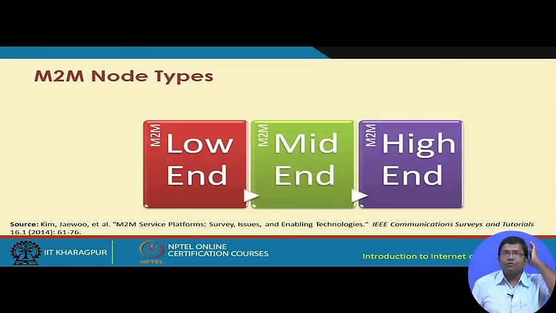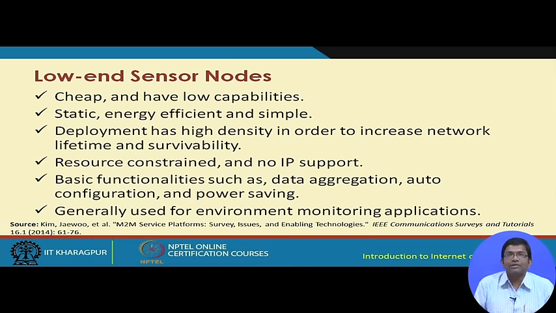There are different types of M2M nodes. We have the low end nodes, the mid end nodes and the high end nodes. Let us look at the features of each of these one by one. In the low end sensor nodes, we are talking about nodes which are low in cost, which are cheap, and quite justifiably they have low capabilities. Their specifications are very limited. They are typically static, energy efficient and simple.